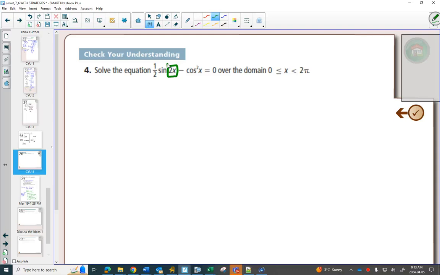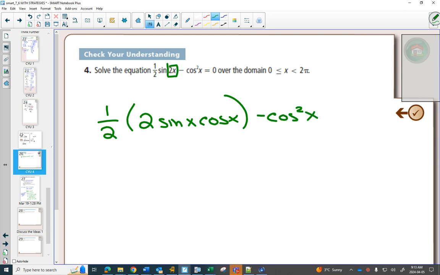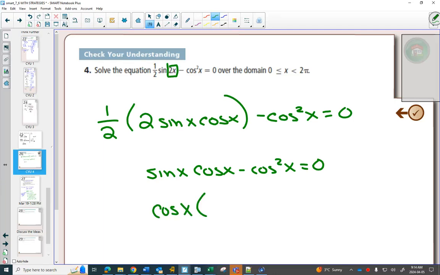This one has a double angle, but since it does have another trig function, I am going to use my double angle formula, and the 1/2 and the 2 will simplify nicely. I could be tempted here to divide, but I'm going to notice that there's a common factor, and I'm going to factor that out.